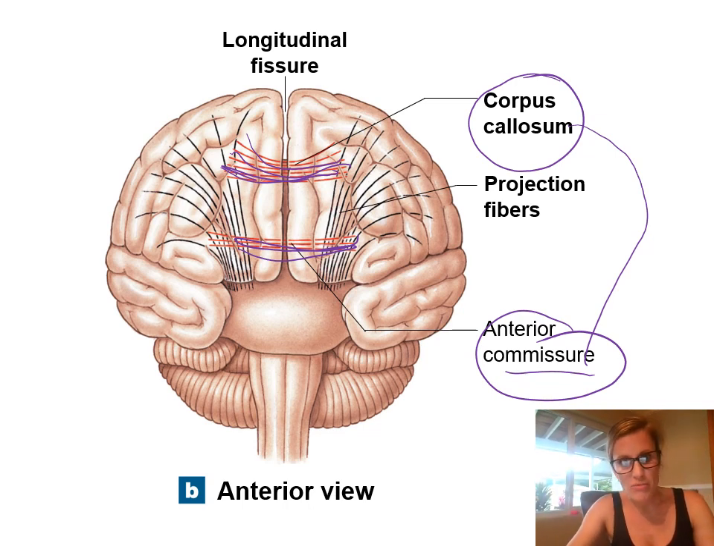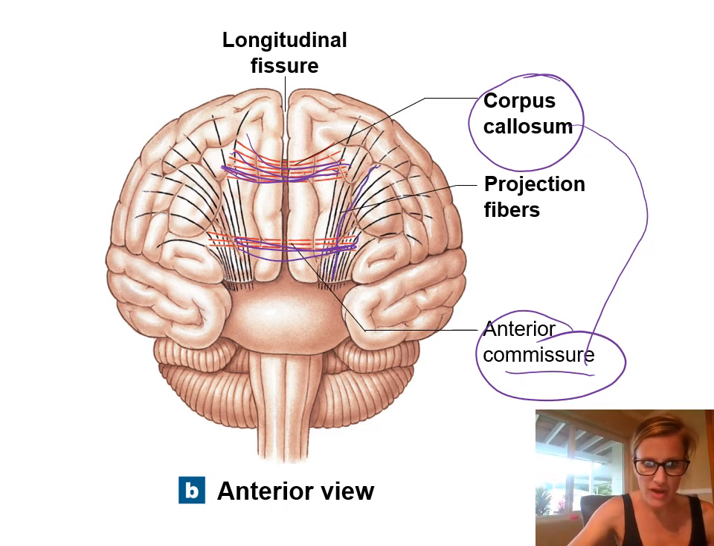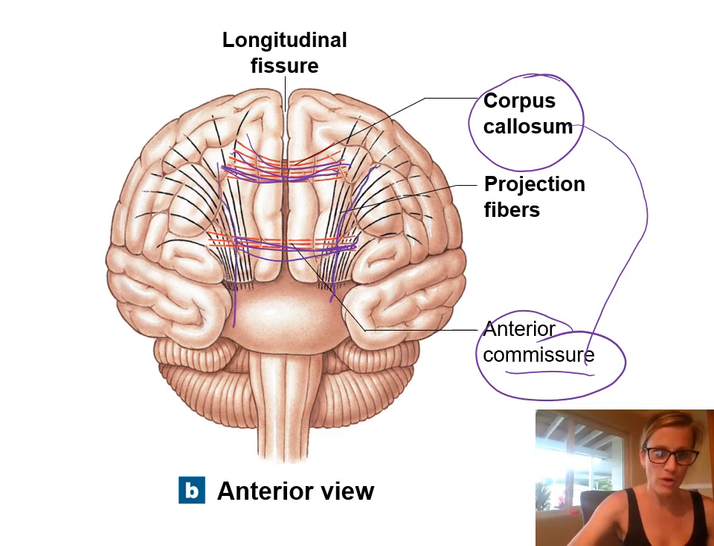And then projection fibers, again, project down to another part of the brain. They leave the cerebrum. So here you see these fibers projecting down. They can go down to the diencephalon, down deeper to the brainstem, or back here to the cerebellum.